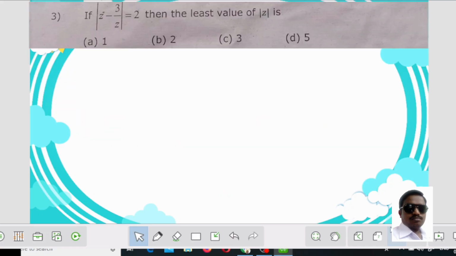Next question. It is in complex analysis, complex number.